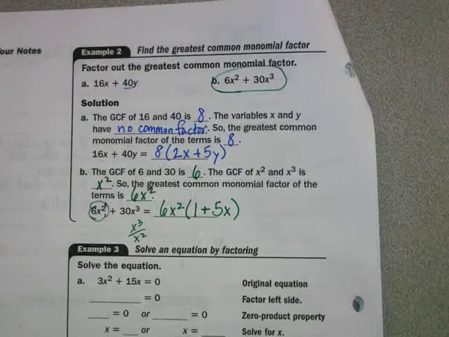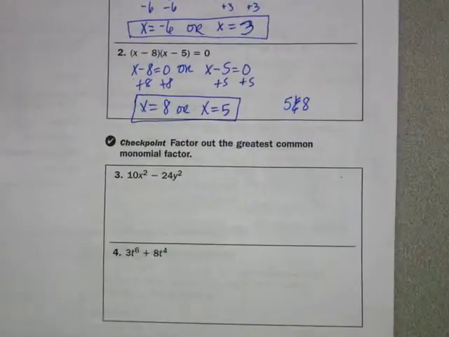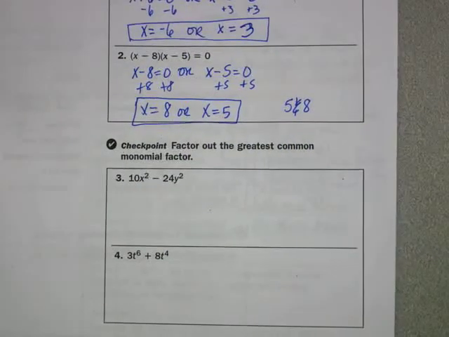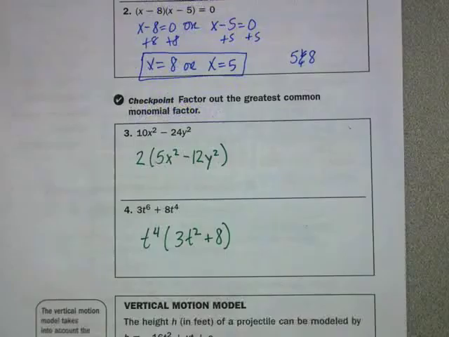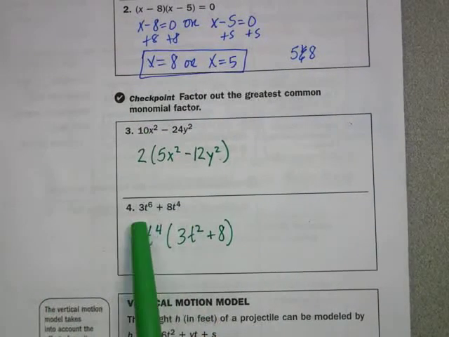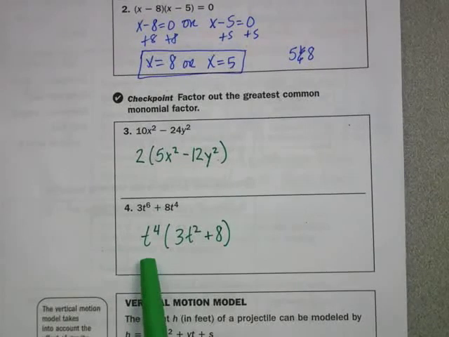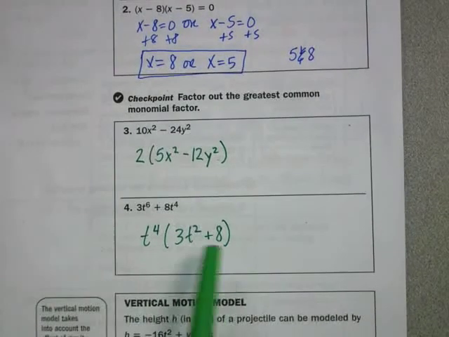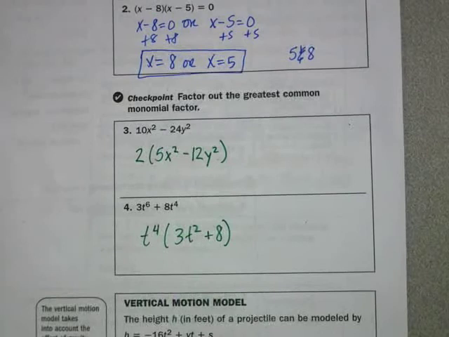All right, so please go to the checkpoint now for 3 and 4, and you're going to factor out the greatest common monomial factor, and then come back and see how you did. Number 3 would have been 2. The only monomial factor that's common between those is 2. And you're left with 5x squared minus 12y squared. When you FOIL it or distribute it back out, it's the same thing. In this one, 3 and 8 have nothing in common, so it's t to the 4th. You're left with 3t squared plus 8. When you multiply it back out, it equals the original term.